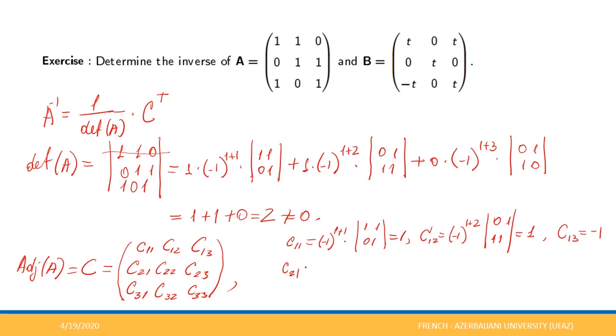C21 will be minus 1, C22 will be 1, C23 will be 1, C31 will be 1, C32 will be minus 1, C33 will be 1. Then from here, the adjoint matrix of A will be this: 1, 1, minus 1, minus 1, 1, 1, 1, minus 1, 1.